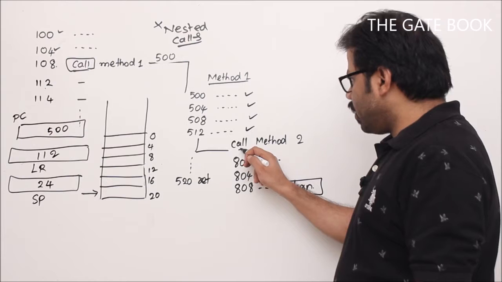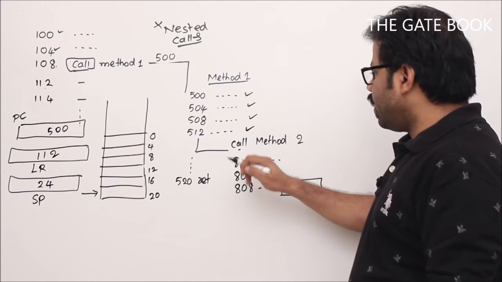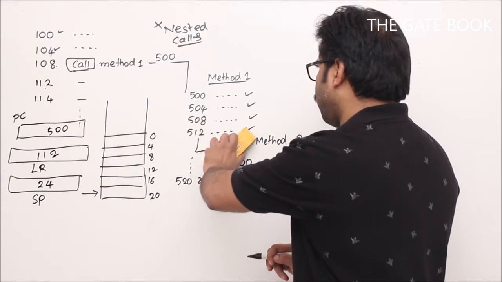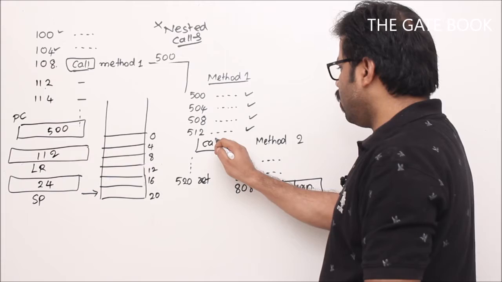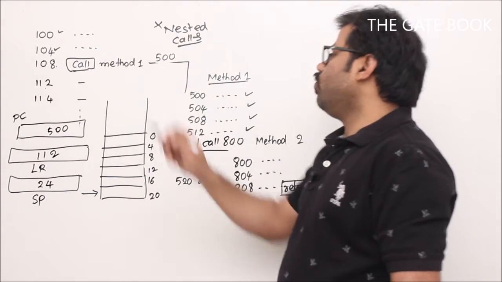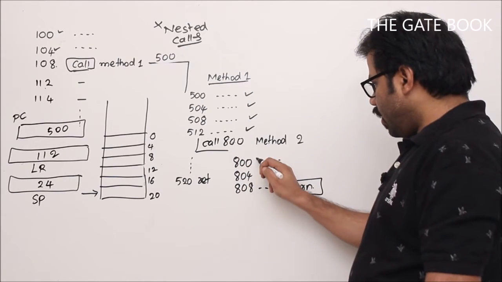Then suddenly there is a call to method 2 again, right? It is at 800. Because of this call, which is going to 800, like the earlier call which went to 500, the program counter will now come to 800.